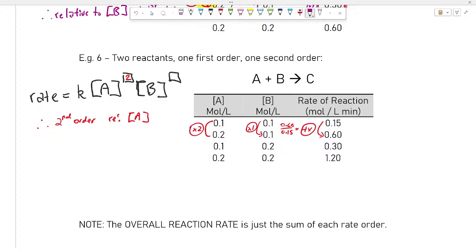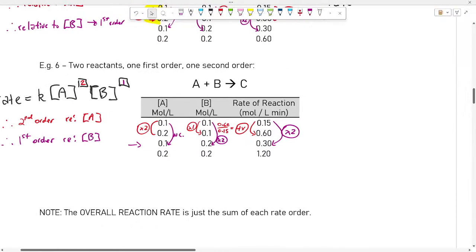So you can see in the third step, like this row here? Leave A the same and double B. Okay, so no change there, but they double B. And the rate doubles. Good. And so if doubling the concentration doubles the rate, that means it's not second order, it's not zero order, it is first order. That's a linear relationship. Good. So it's first order relative to the concentration of B.